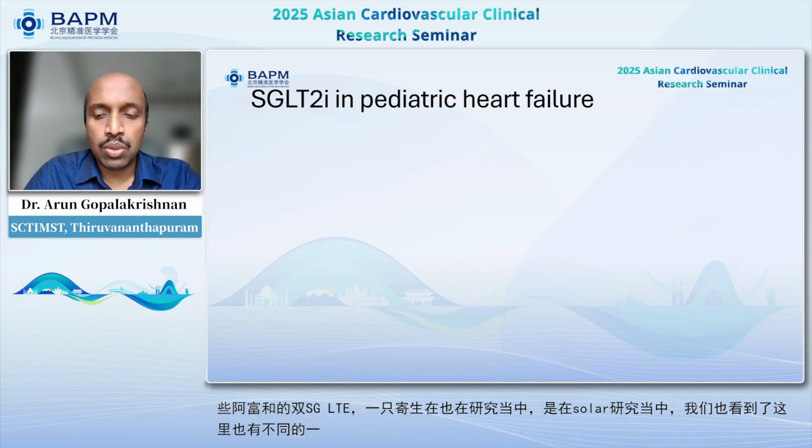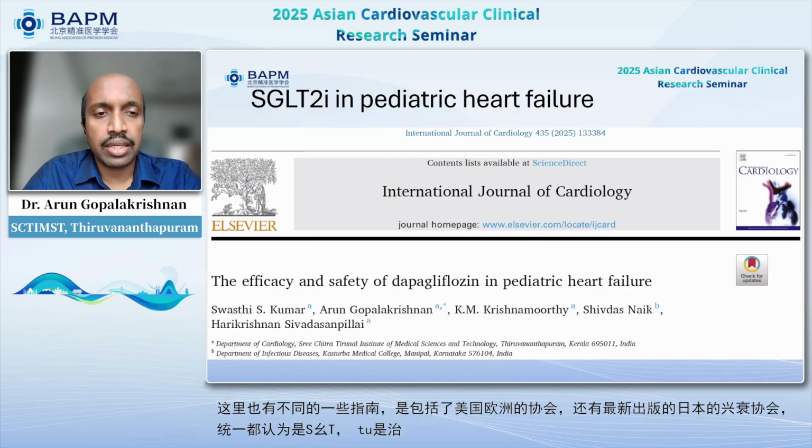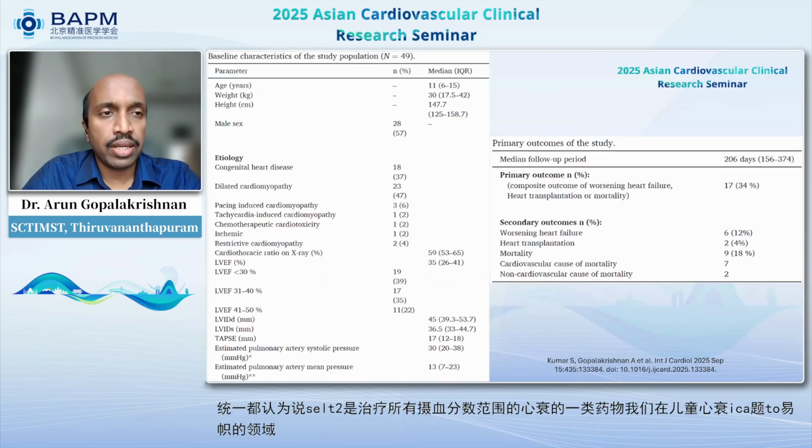For SGLT2 inhibitors, there is no randomized data so far, no large-scale studies. This is our study which was recently published regarding the efficacy and safety of dapagliflozin in pediatric heart failure, the largest study till date on this molecule in pediatric heart failure.